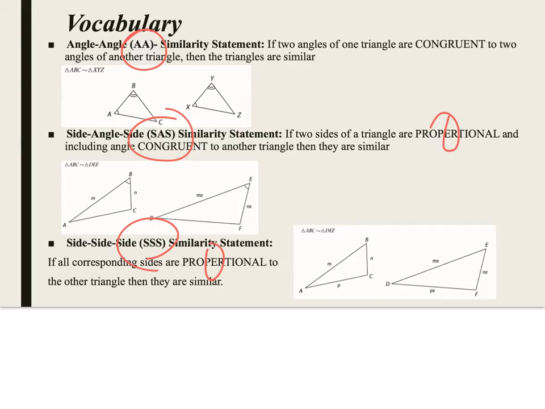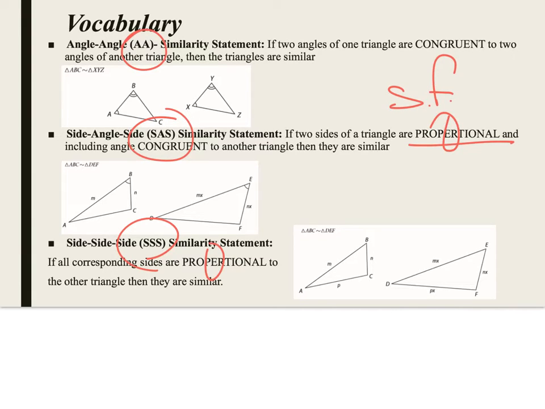Angle angle simply says as long as you can prove two angles of one triangle are congruent to, which means completely match, exactly equal to the two angles of another triangle, then the two triangles are definitely similar. Side angle side and side side side have to do with matching up two sides or three sides, but they do not have to be congruent. They only have to be proportional, which means they're going to be in the same scale factor. As long as that's true, you're good.